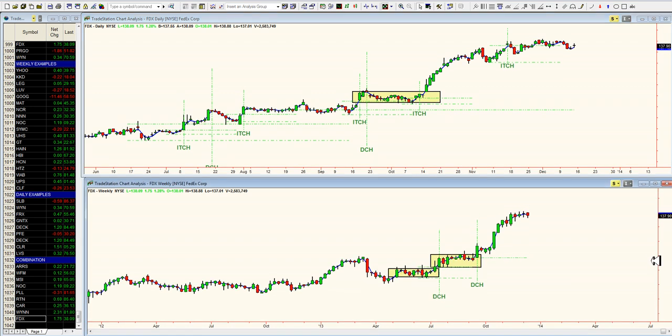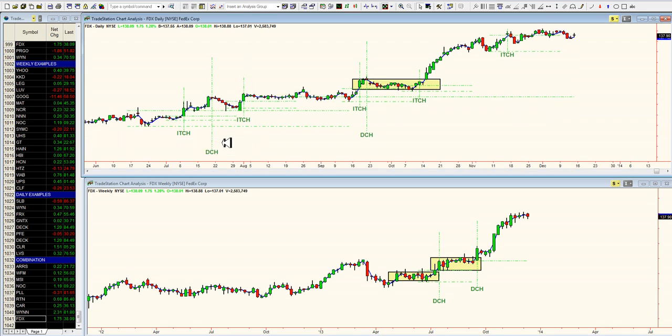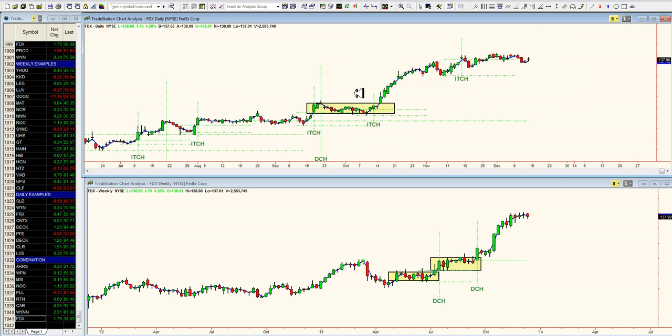Fired that DCH on the weekly chart. You can see it here. And we had one back here. We didn't sell off, but we didn't do much. Just built a long box, broke higher, built a new box, then really started taking off on FDX.